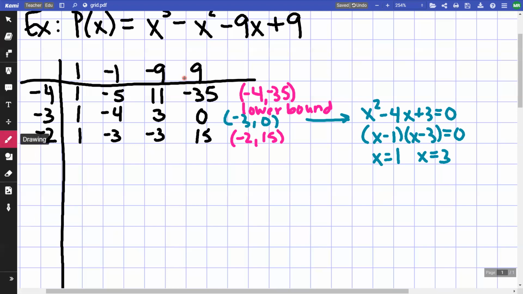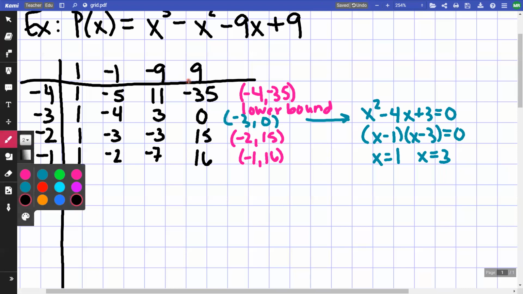And I'm just going to continue. Negative 1, bring down my 1. Negative 1 times 1 is a negative 1. I add it, I get a negative 2. Negative 2 times negative 1 is a 2. I add it, I get a negative 7. Negative 7 times negative 1 is a 7. I add it, I get 16. So you see, I'm still on the rise. So this is negative 1 comma 16.